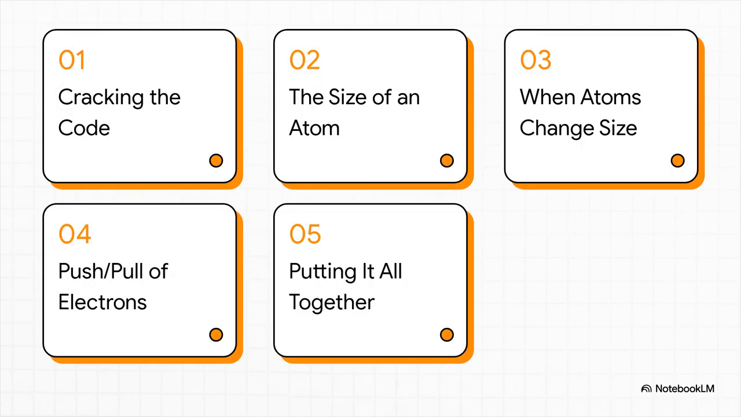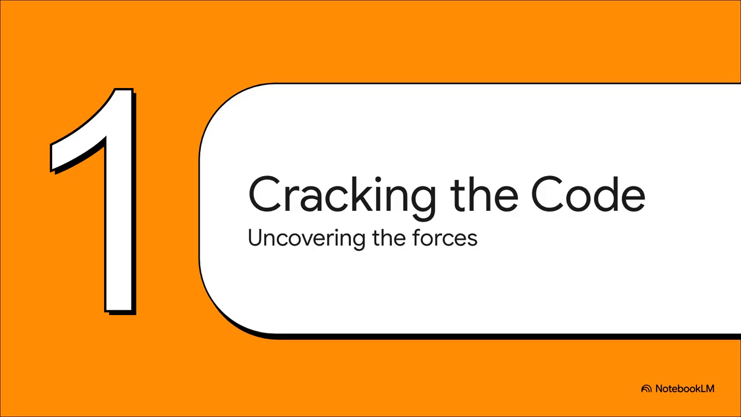Okay, so here's our game plan. First, we'll look at how to crack the code itself. Then, we'll dig into the size of an atom, which is key. We'll see what happens when they change size, explore the whole energy game with their electrons, and then we'll put it all together and see the big picture. All right, part 1, cracking the code.